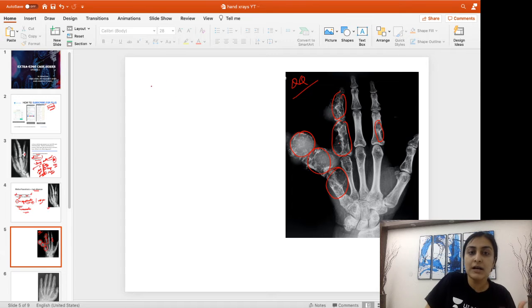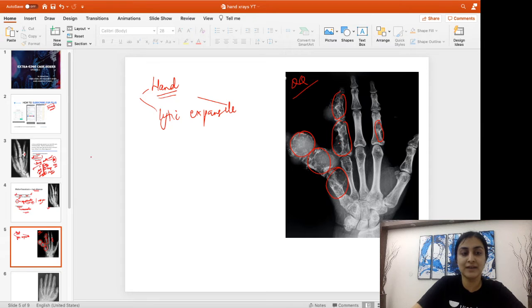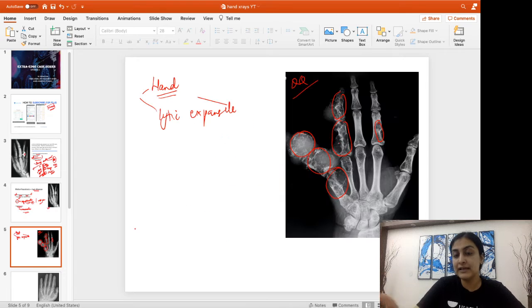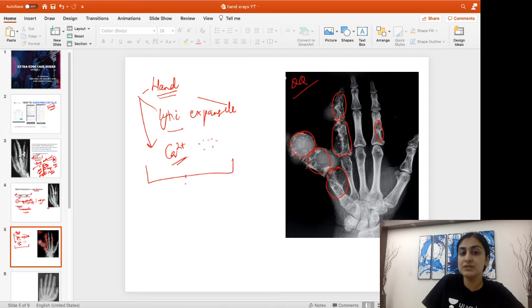So guys, remember, hand bones, the tubular bones of the hand being involved, a lytic expansion. Basically, you are not seeing new bone formation, in contrast to melorheostosis, where I had whiteness being increased, basically sclerosis or ossification. Here, I have destruction, which is lysis of the bone, correct? So, a lytic expansile lesion with stippled calcification, with these tiny bright spots. Remember, multiple bones being involved, the diagnosis will be multiple enchondromas. So the diagnosis with this appearance is enchondromas.